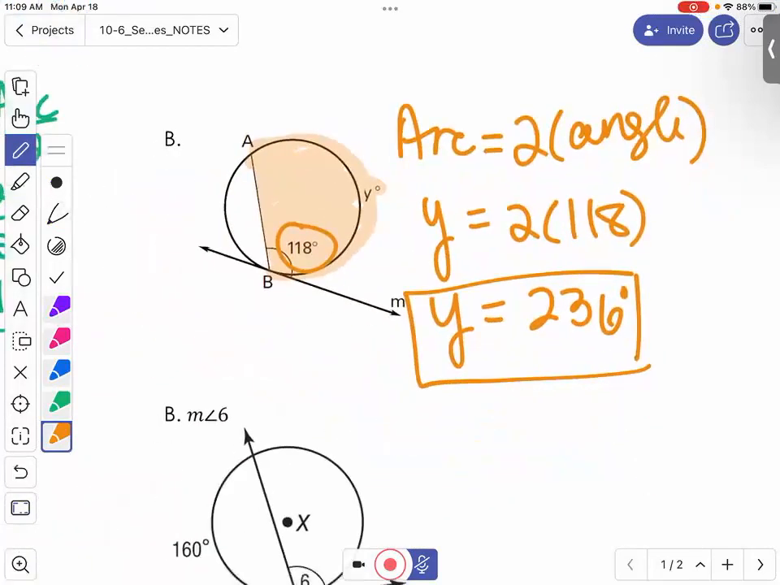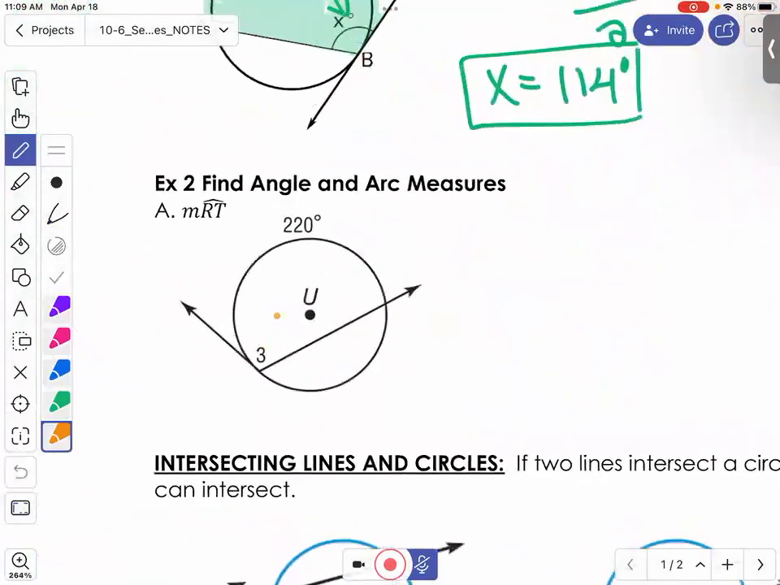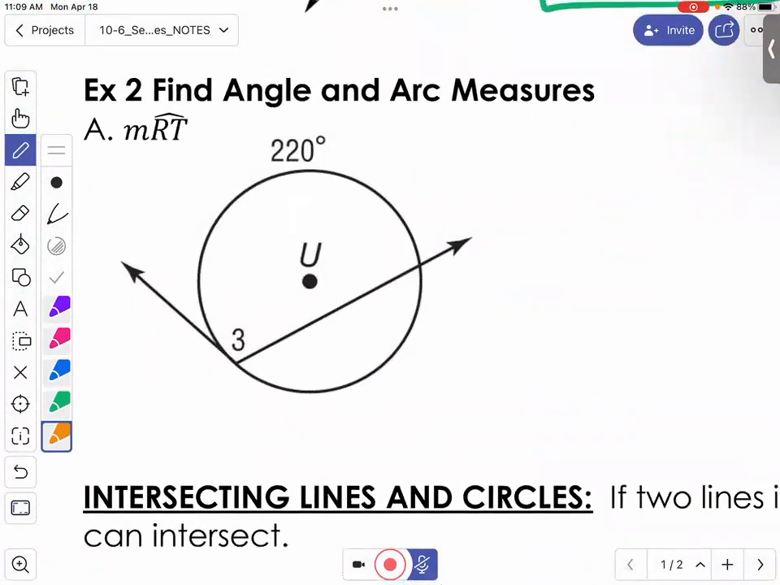All right, let's try 2 more for these intersecting on the edge. All right, so sorry, I apologize. There is one little typo that says the measure of arc RT. I want to find the measure of angle 3. I apologize for my typo.